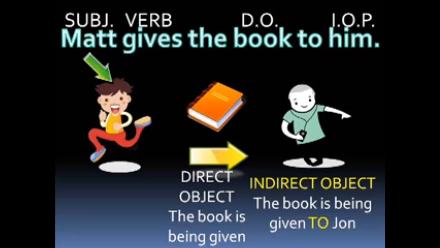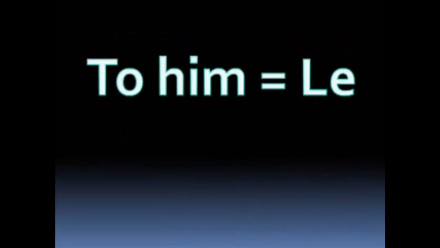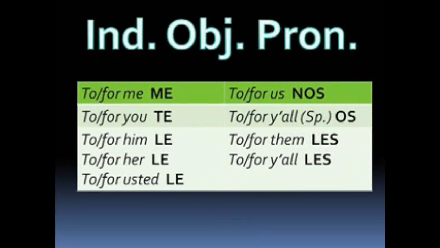Okay, you'll notice that in English we use two words to identify the indirect object. In the example, those two words were to him. In Spanish, both words are wrapped up into one little indirect object pronoun, le, L-E, le. So here's a list of some of the indirect object pronouns in Spanish.